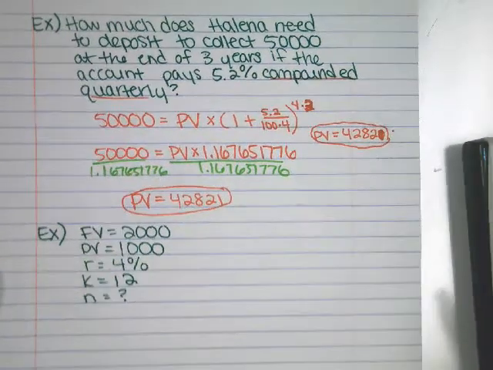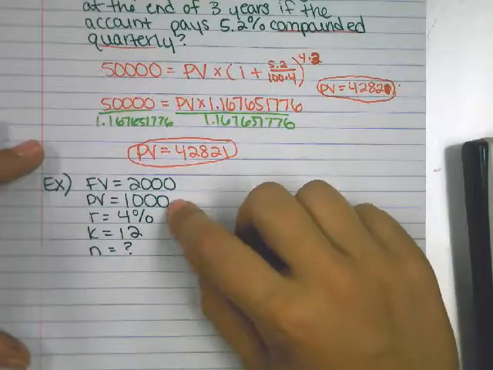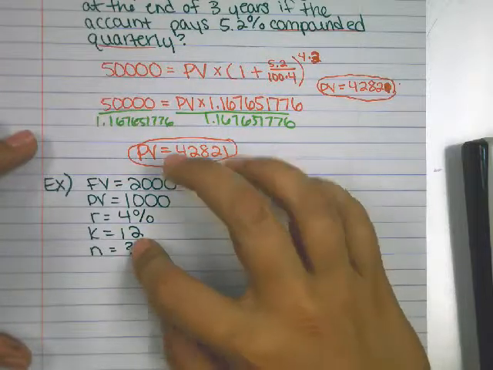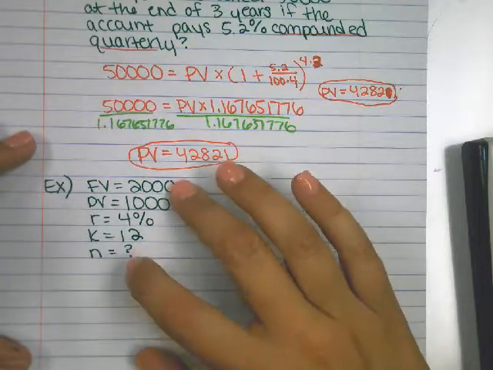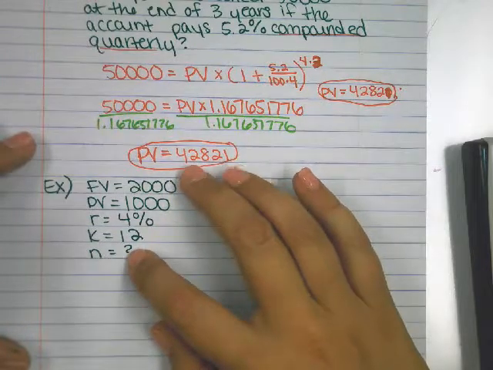So there's our list of values for the formula. We start out with $1,000. It's 4% interest, compounded 12 times a year. We want to get $2,000, but we want to know how many in years. How many years does it take to get $2,000 out?